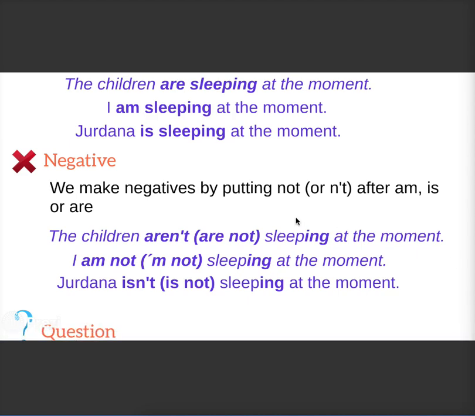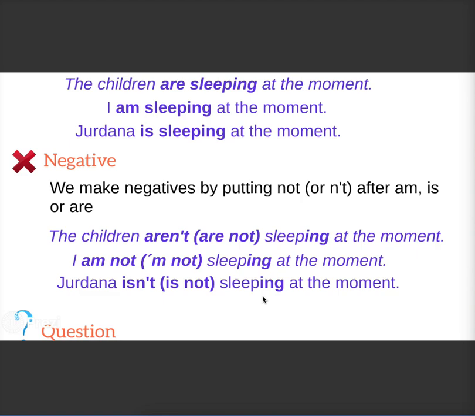So, yes, guys, how can you do it in negative? Easy, easy peasy. You just have to put the verb to be in negative. Solo pones el verbo to be en negativo, and that's it. You can say the children aren't sleeping at the moment, or the children are not sleeping at the moment. Can you see? My mom isn't cooking. My mom is not cooking. I am not studying English.